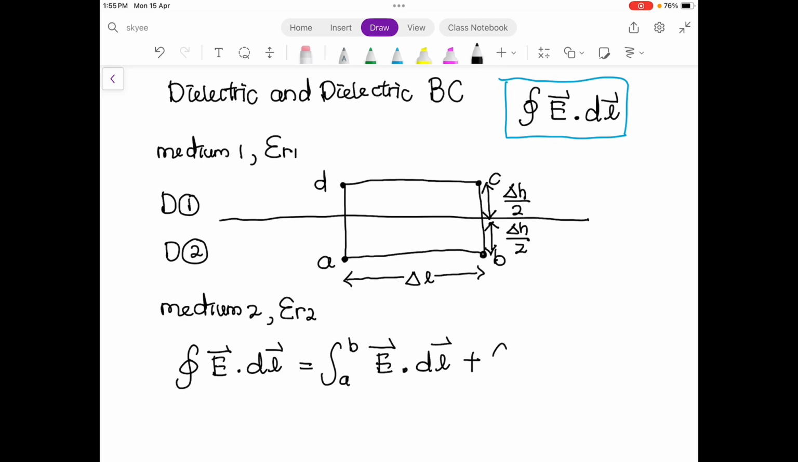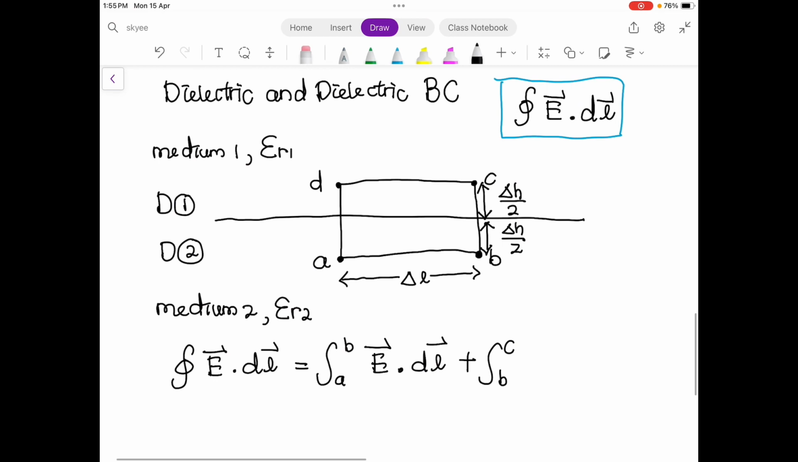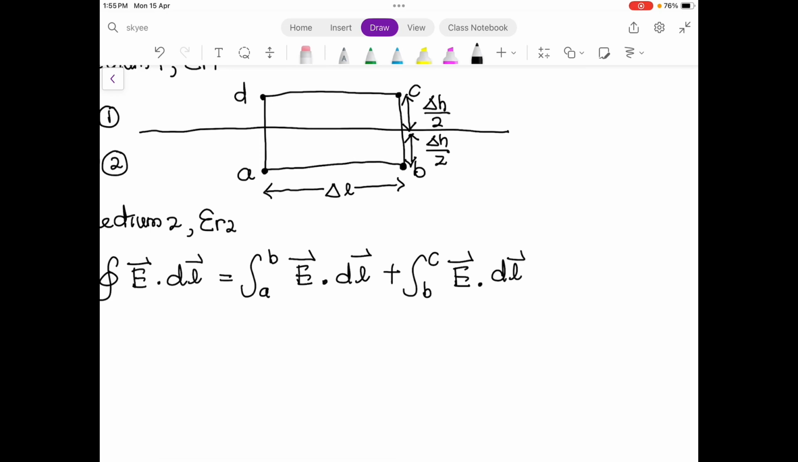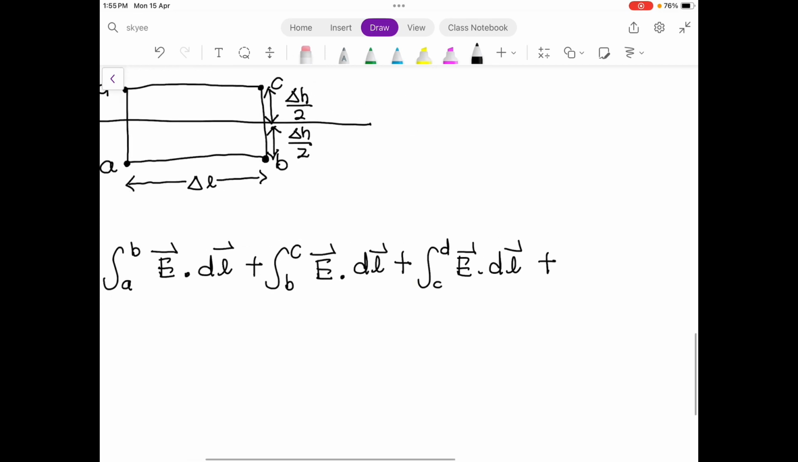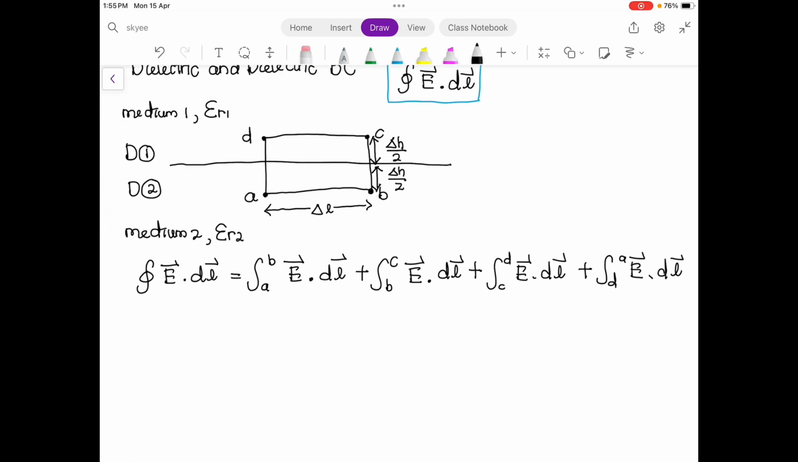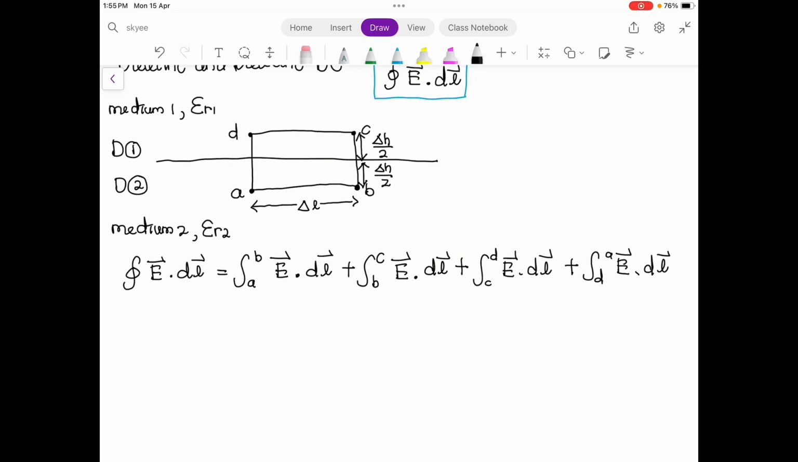And then from B to C, follow the locations. And then you have C to D, and you have D to A. Okay, they are in the closed loop. Clear? So the line integral of the electric field in the closed loop, you can split into 4 sections according to the sides of the rectangular path.